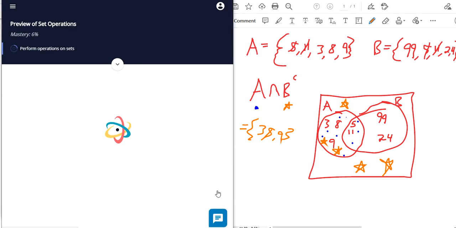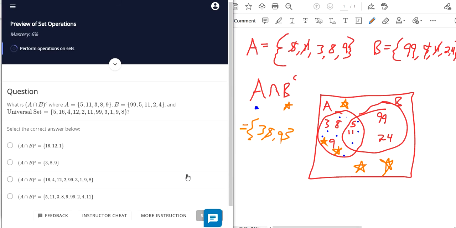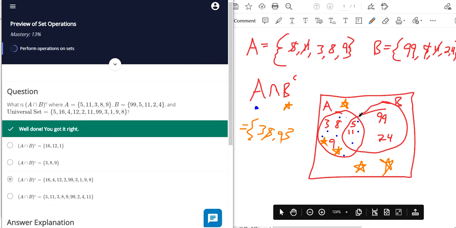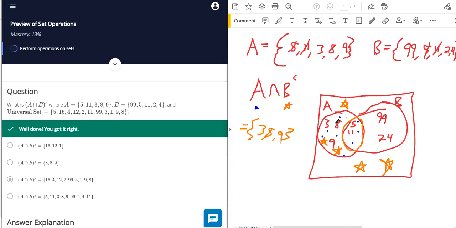Let's see what else we can get in this topic. Set operations, I'm going to skip this one because that's similar. Draw the Venn diagram, and A intersect B complement. That means, this is A intersect B, right? When you draw your Venn diagram, A intersect B complement means everything outside of that circle.